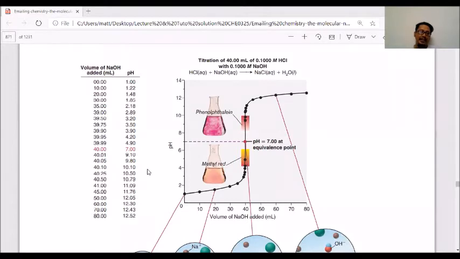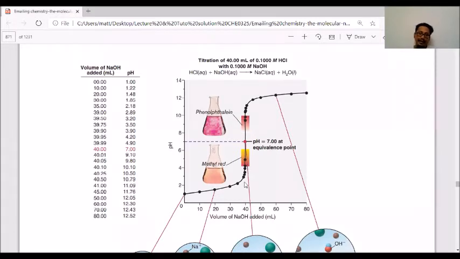Okay, you get this data, then plot the graph. Okay, plot the graph here, then you get this we call as titration curve. Faham? So maknanya data ni dulu. This data come first, then this plot come later. Okay, alright. Boleh faham?